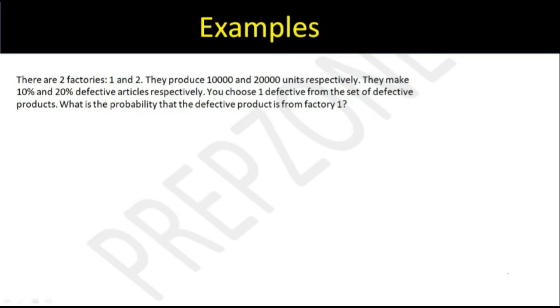We have done so much probability that now it should be very fast. Right? I have 2 factories, factory 1 and factory 2. How many defects? Factory 1 has produced 10,000. The defect percentage in this is 10%. So 10% of 10,000 is 1,000 defects. In factory 2, it is 20% of 20,000, which is 4,000. Factory 2 has 4,000 defects.